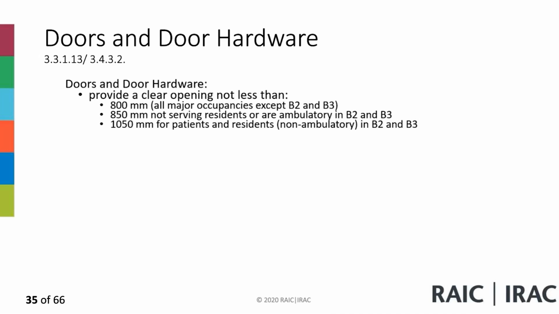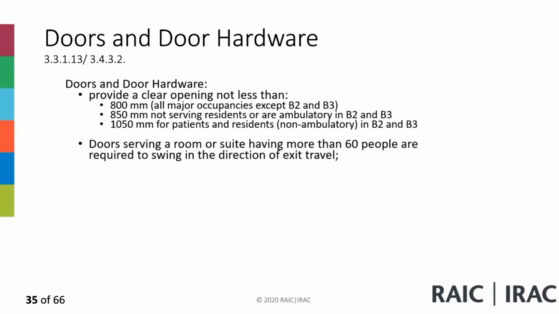Doors and door hardware, we'll take a look again. When you see 3.3.1.13, you know you're in the egress mode on the floor area. When you see 3.4, you know it's doors for exits. Doors and door hardware have a clear opening of not less than 800 millimeters for all major occupancies except B2 and B3: 850 millimeters for doors that do not serve residents or that serve ambulatory residents in B2 and B3, and 1,050 millimeters for patients and residents who are not ambulatory in B2 and B3.